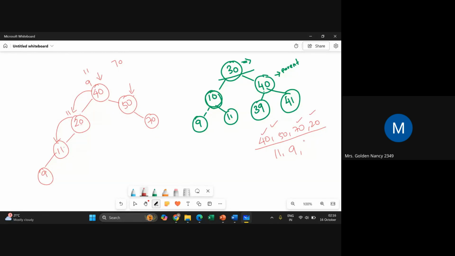Suppose another node is 21. Check 21 with the root node. It is smaller, so you come to the left subtree. Check with this node. 21 is checked with 20. It is greater, so it will be in the right subtree.